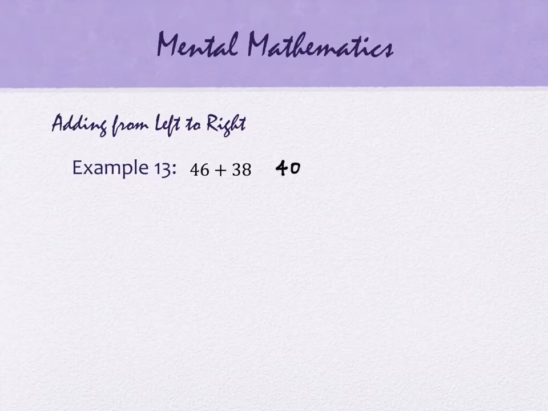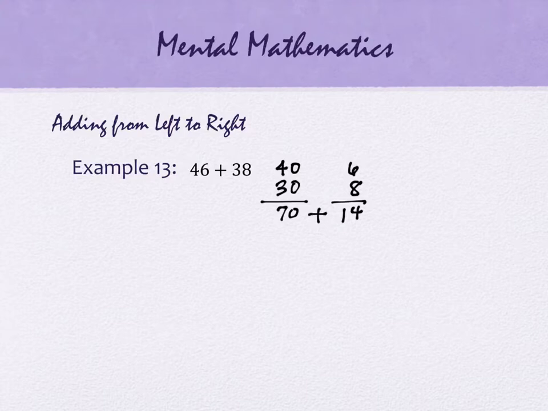Left to right is the same thing as column addition. You add the 30 and the 40 together, so you get 70. You add the 6 and the 8 together, and you get 14. And you add those two together to get 84. Okay? So you're isolating the place values, and then you're adding the two values you get together. 30 plus 40 is 70. 6 plus 8 is 14. That's 84. Okay, so that's adding from left to right.